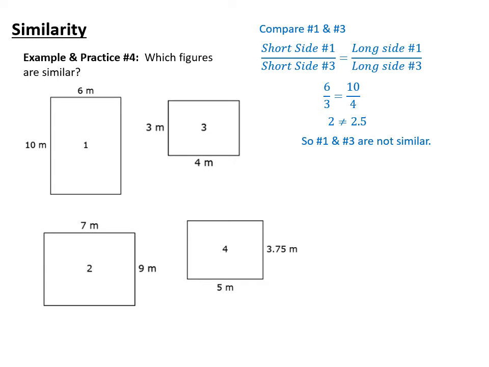You need to test all of them the same way to see if any of them are similar. So you need to compare 1 to 3, compare 1 to 2, and compare 1 to 4. Once you've compared 1 to everybody, then you can compare 2 to 3 and 2 to 4. Once you've compared those, then you compare 3 to 4.